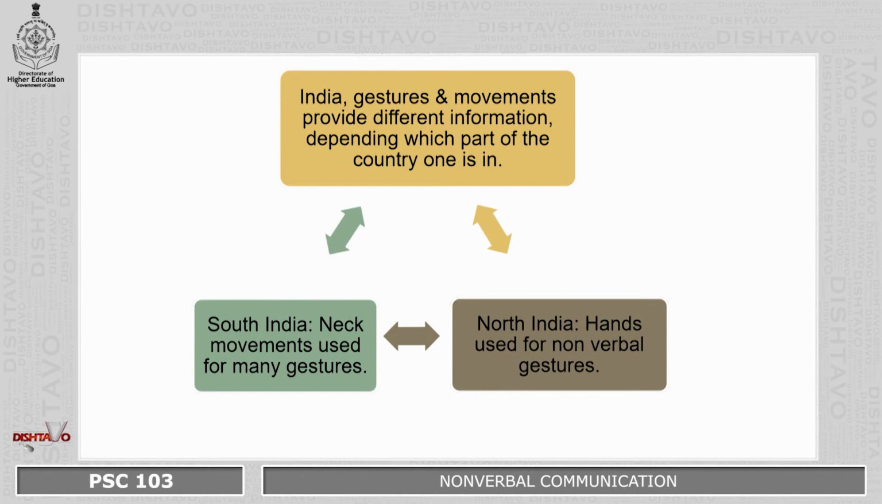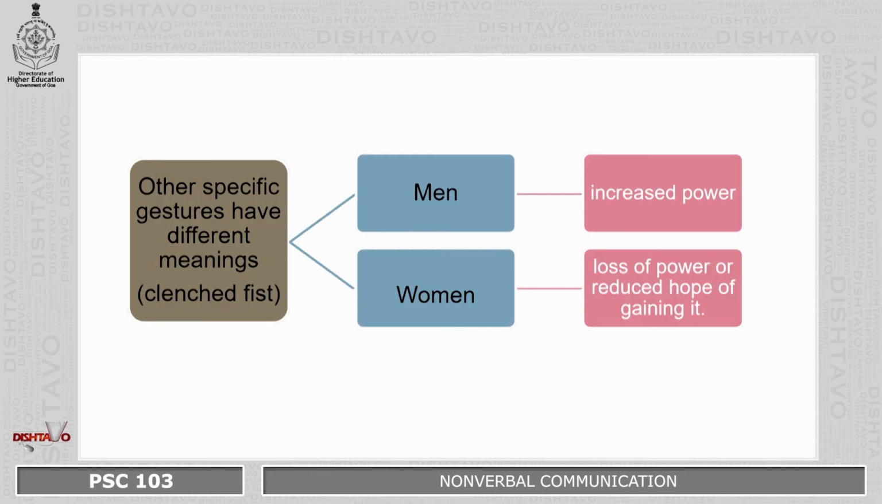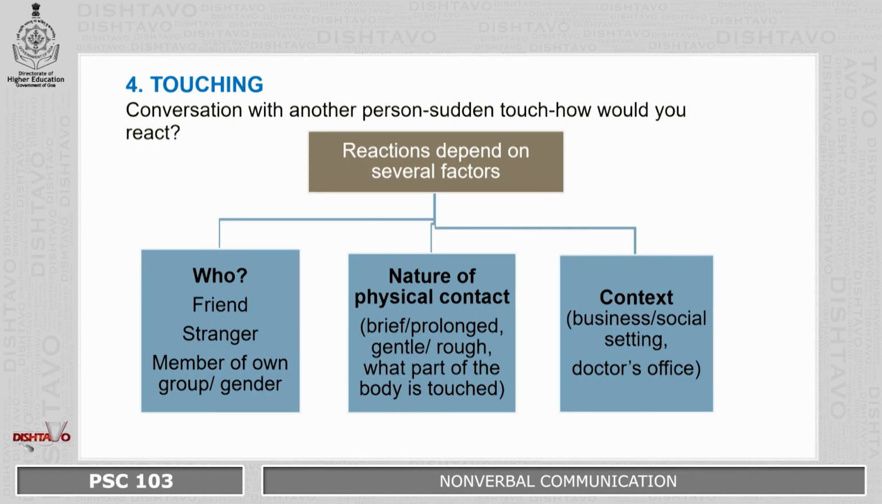Now, in India, we have gestures and movements which provide different information depending on which part of the country one is in. In North India, hands are used as non-verbal gestures. In South India, neck movements are used for many gestures. Then you have different gestures which have different meanings, like a clenched fist. For men, it symbolizes power, and for women, it symbolizes loss of power, or that there is no hope of gaining this power again.